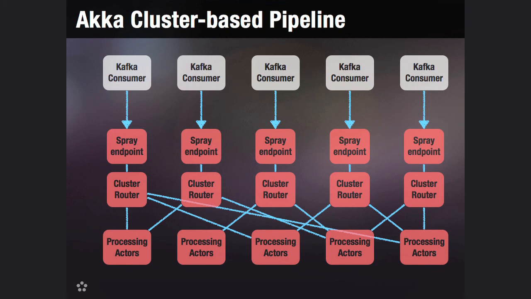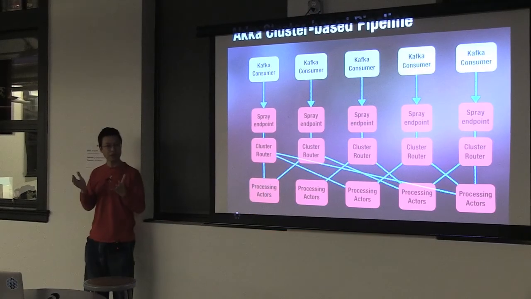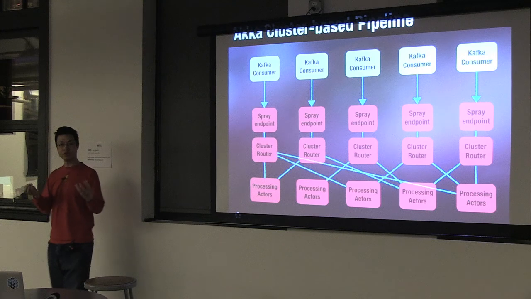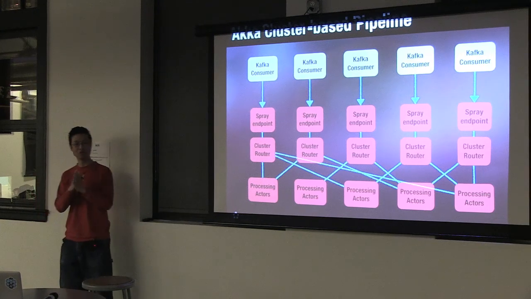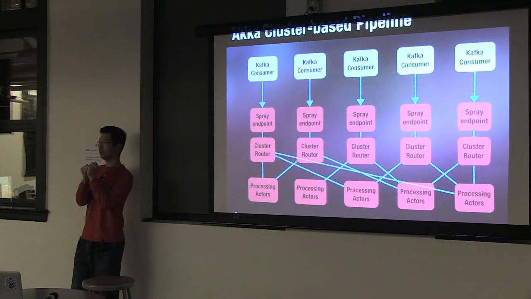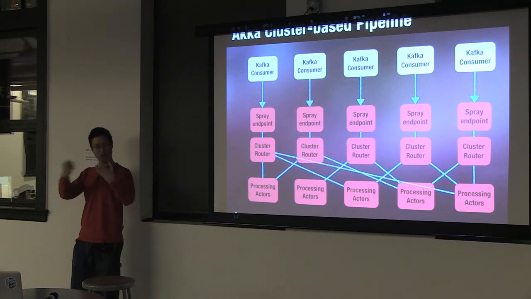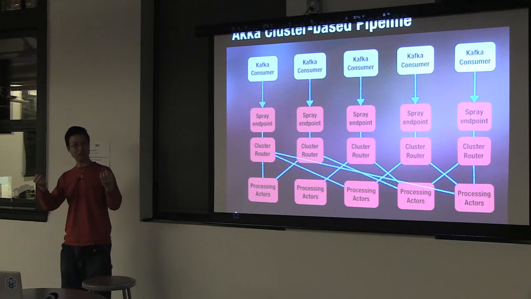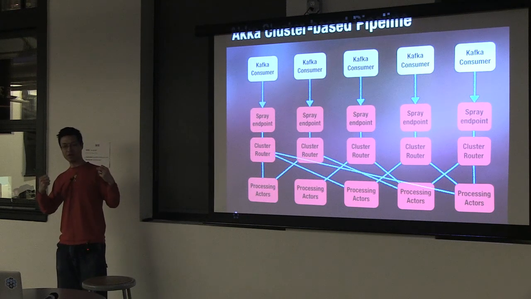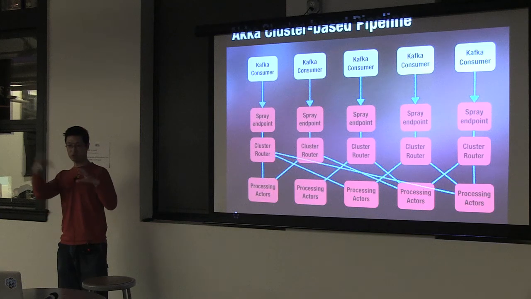How many people have heard of Akka Cluster? A few people. So starting in version 2.1, I believe, Akka released a clustering layer. And this is pretty cool. What Akka Cluster is, it's a peer-to-peer system. It's kind of like Cassandra, if you know Cassandra or Amazon Dynamo. It's a system where there's no central master.